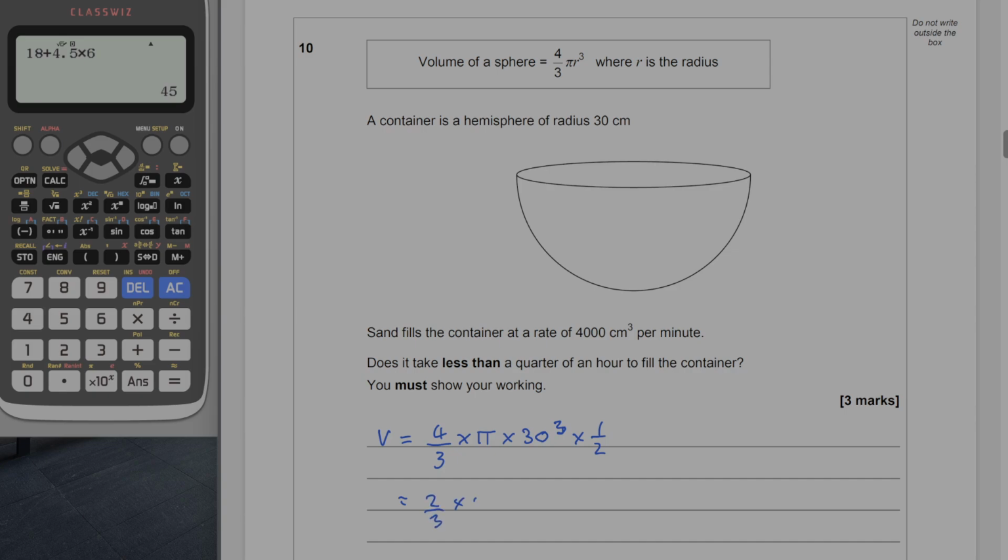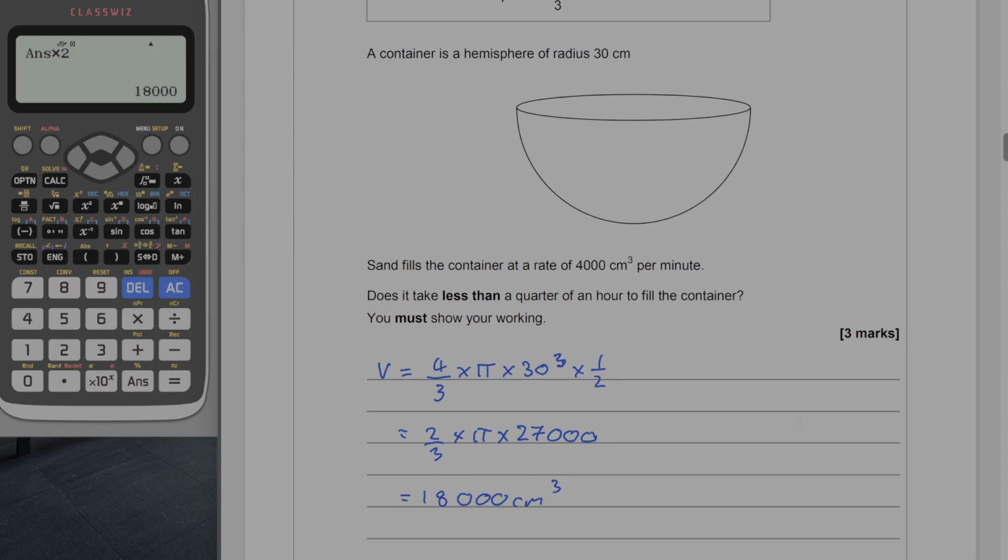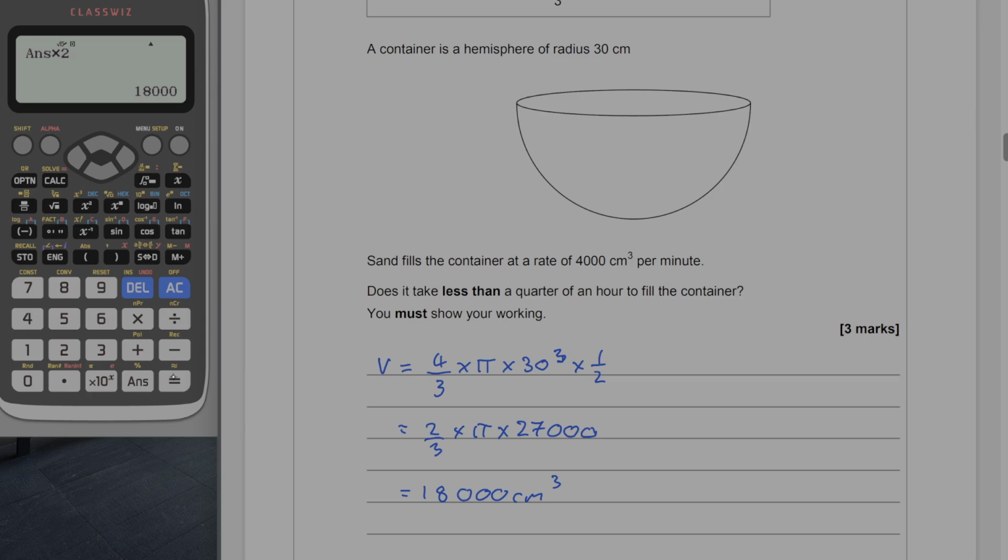2/3 times pi times 30 cubed, which is going to be 27 with 3 zeros. Let's just double check that. 30 cubed. Yep. And to be fair, we can divide that by 3 and then times that by 2. So the volume of the hemisphere would be 18,000 centimeters cubed. Right, the next thing I'm going to say is if it fills at a rate of 400 centimeters cubed per minute, does it take less than a quarter of an hour to fill the container?